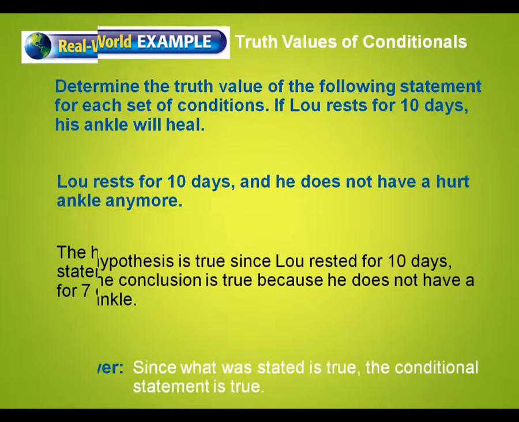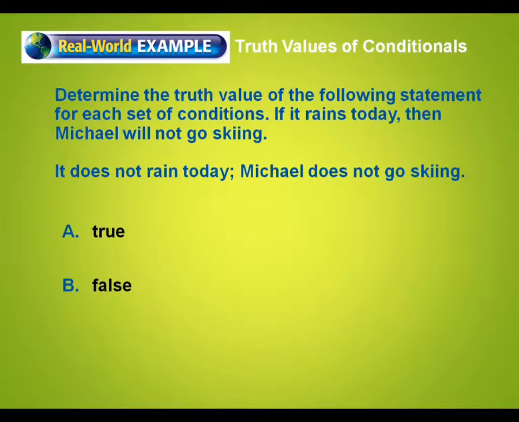Okay. Let's look at a couple more of these with a different example. Determine the truth value of the following statement for the set of conditions. If it rains, Michael will go skiing. Here's the statement. It does not rain today. Michael does not go skiing. True or false? I would say true in this case because he did not follow what happens up here.